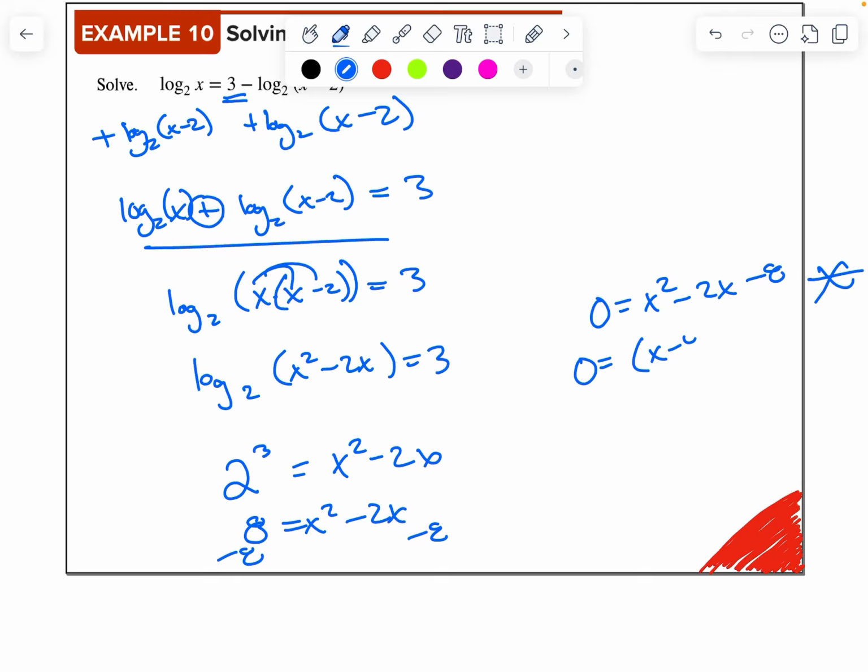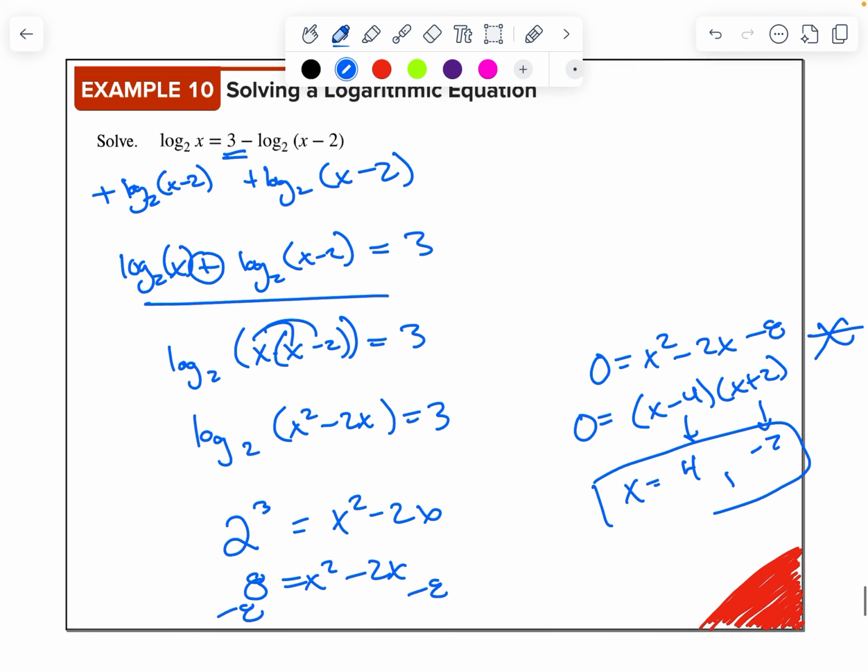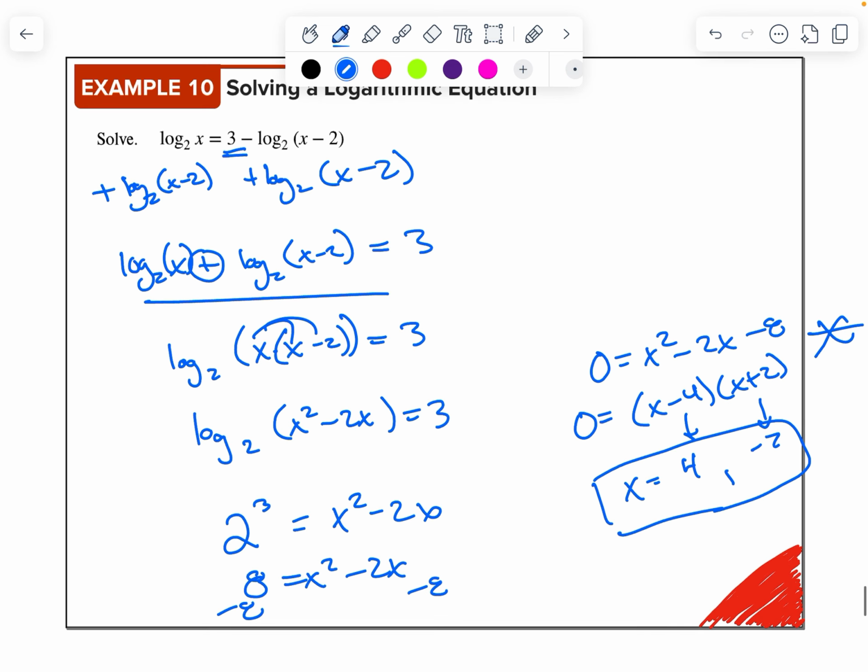Since we started off with a logarithmic equation, we really want to check our answers and make sure that they work. And if you're seeing a trend here, you're probably thinking that the negative 2 is not going to work, and you would be right. The positive 4 is going to work as an answer. The negative 2 is not going to work. So positive 4 is going to be our answer.